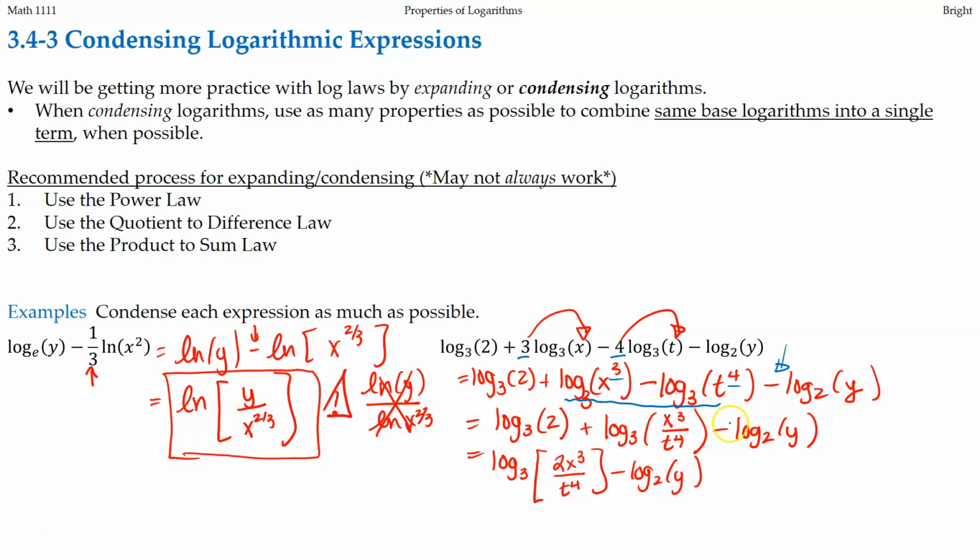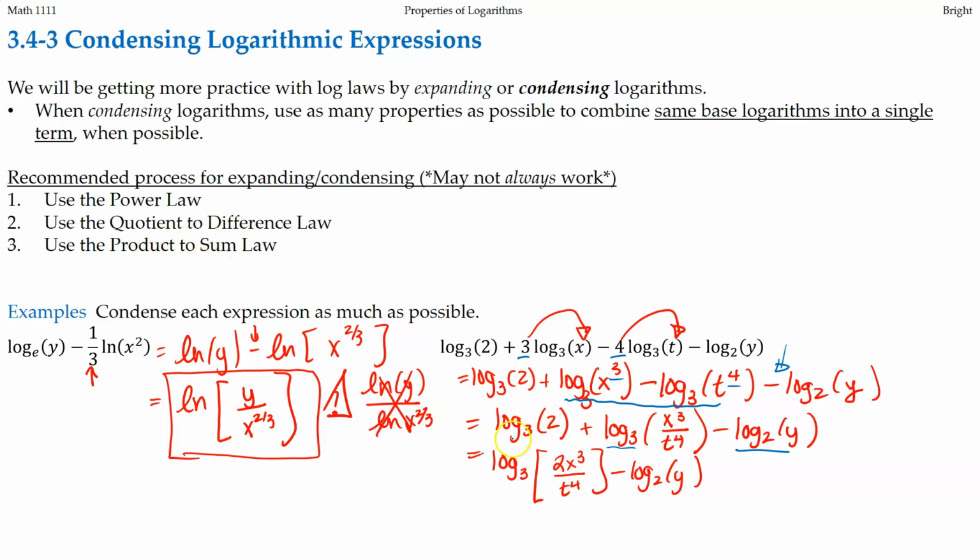Then I ask myself, at the second stage here, are there any more powers? Nope. Are there any more differences? Yes, there is. There is a difference between log base 3 of x to the third over t to the fourth and log base 2 of y. But I cannot combine them because they are different bases. You need the same bases to combine. So I can't do anything more there. Moving on with my life, no more differences I can resolve.